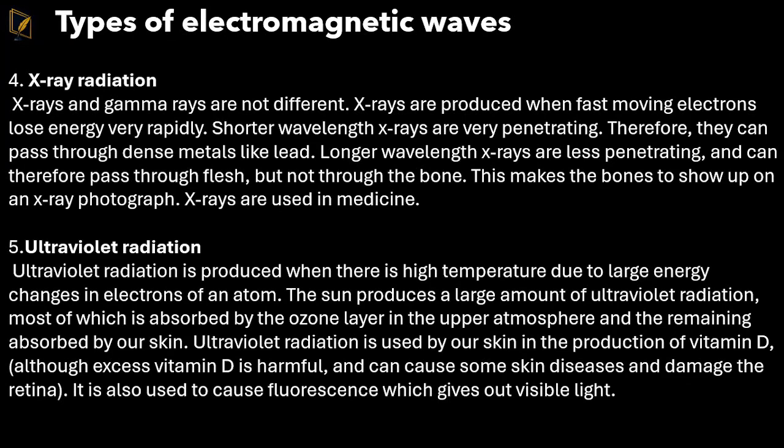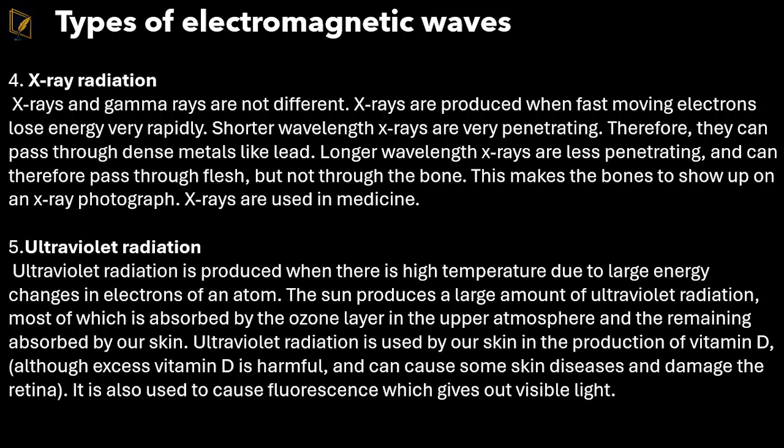Then we also have the X-ray radiation in the electromagnetic wave. The X-rays and gamma rays are not very different, whereas the X-rays are produced when fast-moving electrons lose energy very rapidly. So shorter wavelength X-rays are very penetrating. As we said, we can have shorter wavelength X-rays and even long wavelengths of the X-rays.